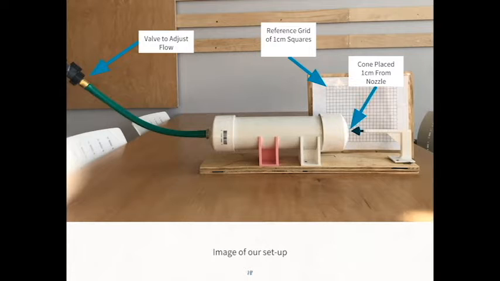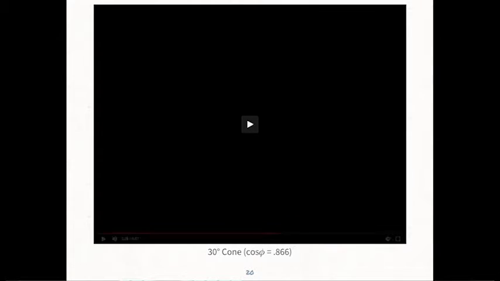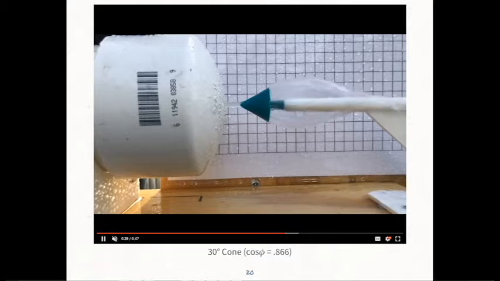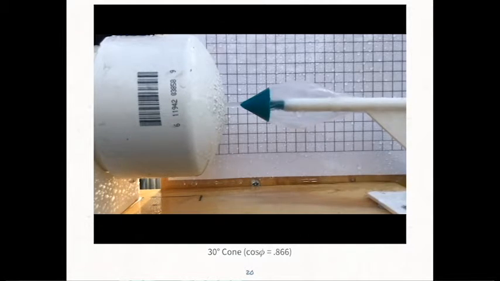To set up our experiment, we aligned our nozzle and cone coaxially in front of a grid of 1 centimeter squares, with the nozzle tip about a centimeter from the cone tip. A valve on the hose going into the nozzle allowed us to adjust the flow rate for an ideal water bell. To get our experimental data, we adjusted the flow from the nozzle using a valve until a water bell formed, which we then started recording. The following videos show different water bells formed at 30, 45, and 75 degrees.